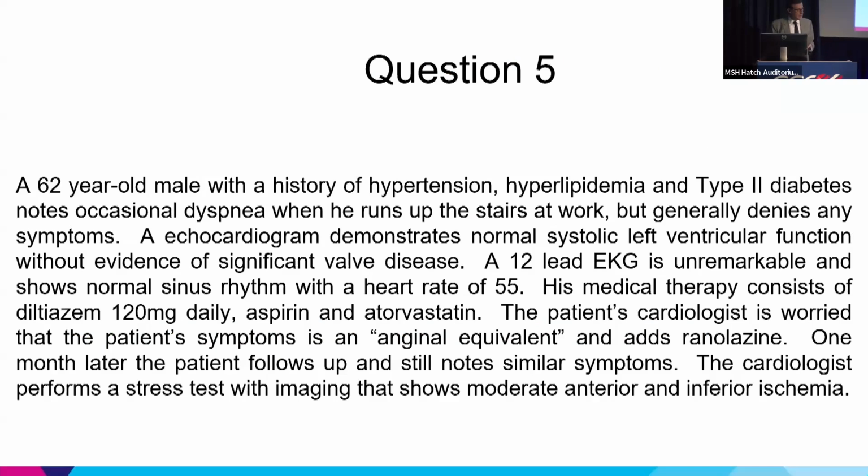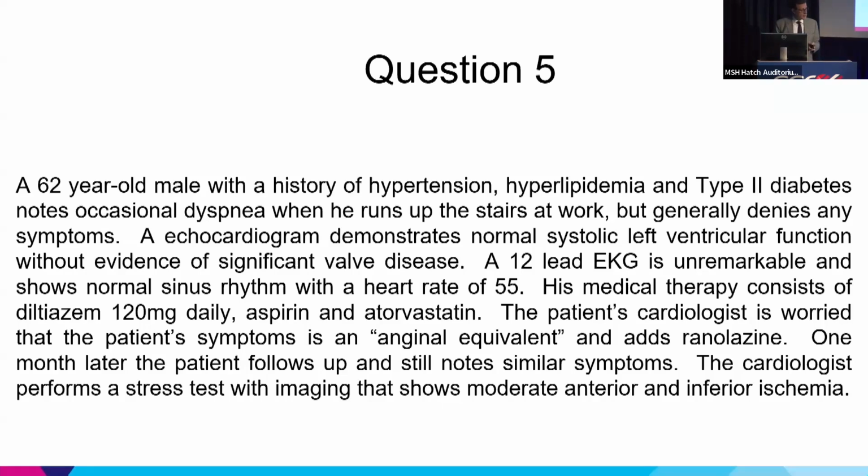A 62-year-old male with a history of hypertension, hyperlipidemia, type 2 diabetes, quite a few risk factors, has occasional dyspnea when he runs up the stairs at work, but generally denies other symptoms. Echo has normal systolic function without significant valve disease. The 12-lead EKG is unremarkable, normal sinus rhythm at 55 beats per minute. The medical therapy consists of diltiazem, aspirin, and atorvastatin. The patient's cardiologist is worried that the symptoms are an angina equivalent and adds ranolazine.